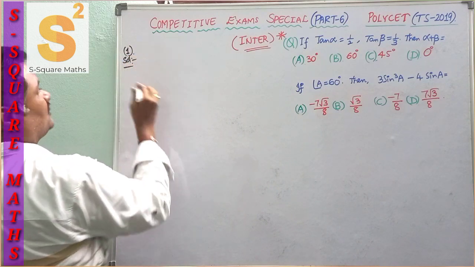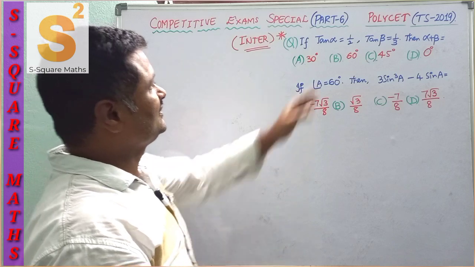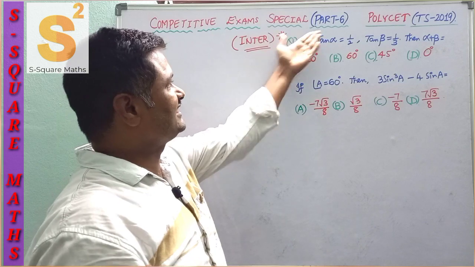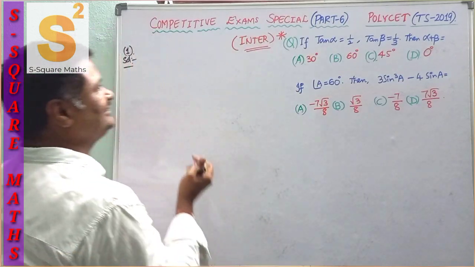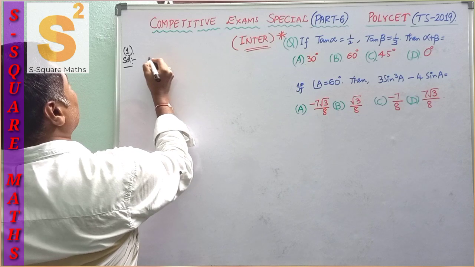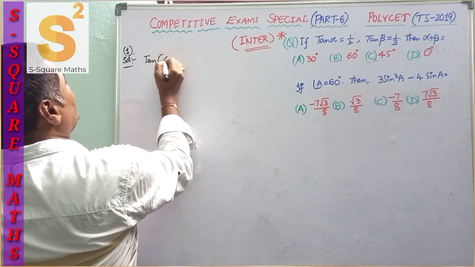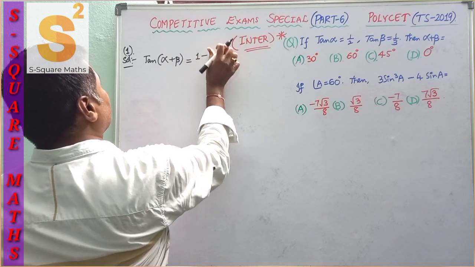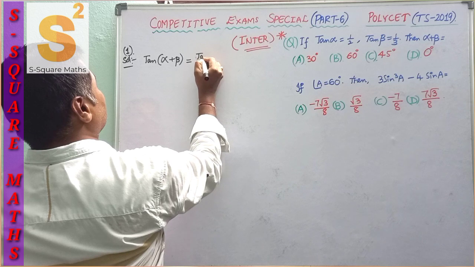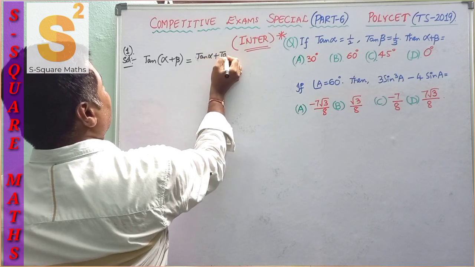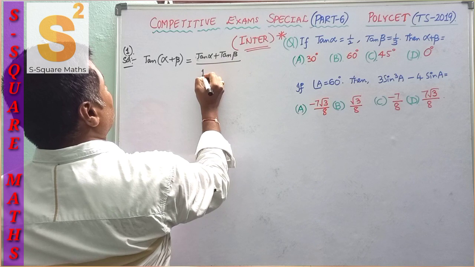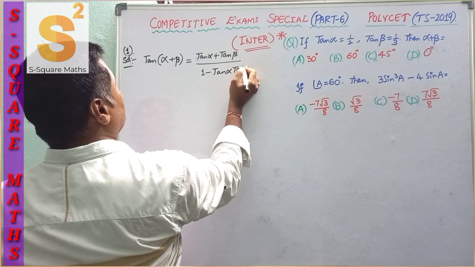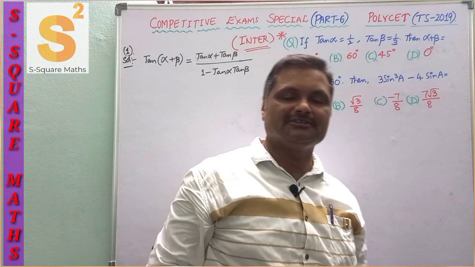solution. Let us write the data now. tan alpha is 1 by 2, tan beta is 1 by 3, then we have to determine alpha plus beta. Since it is a competitive examination, we are starting directly. Here, tan of alpha plus beta is equal to tan alpha plus tan beta by 1 minus tan alpha into tan beta. This is the formula for tan of A plus B.